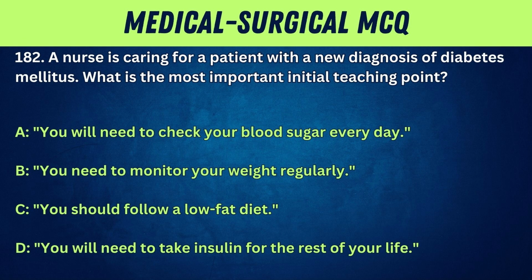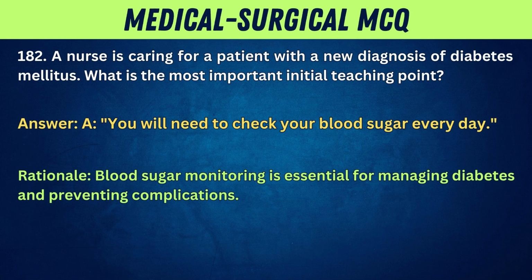182. A nurse is caring for a patient with a new diagnosis of diabetes mellitus. What is the most important initial teaching point? A. You will need to check your blood sugar every day. B. You need to monitor your weight regularly. C. You should follow a low-fat diet. D. You will need to take insulin for the rest of your life. Answer: A. You will need to check your blood sugar every day. Rationale: blood sugar monitoring is essential for managing diabetes and preventing complications.